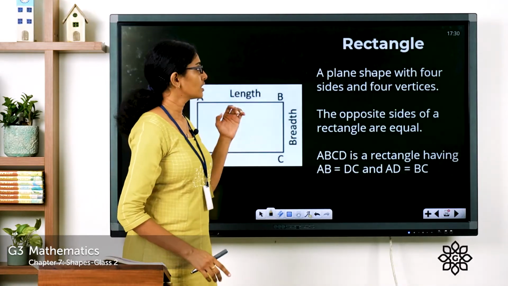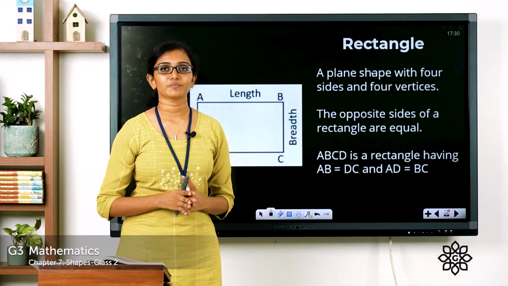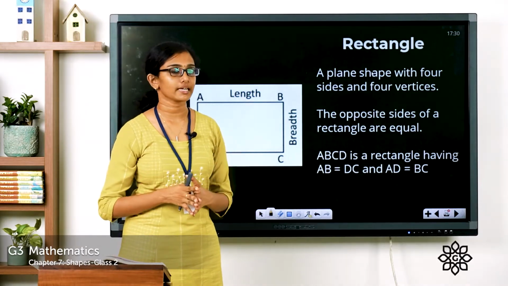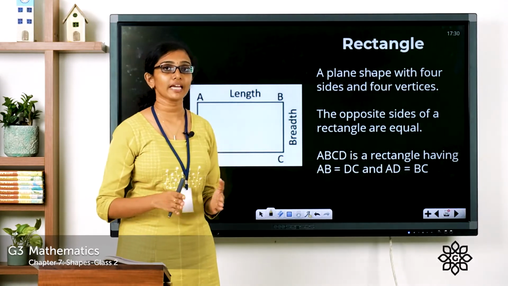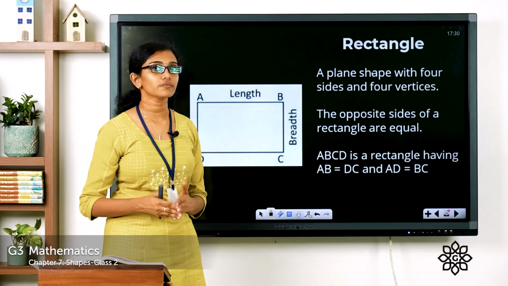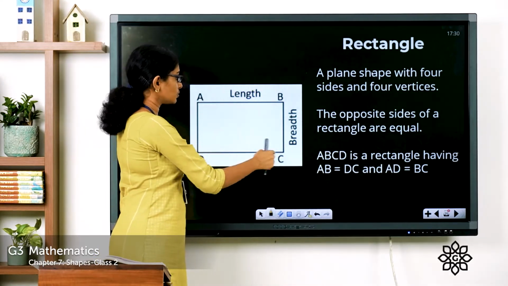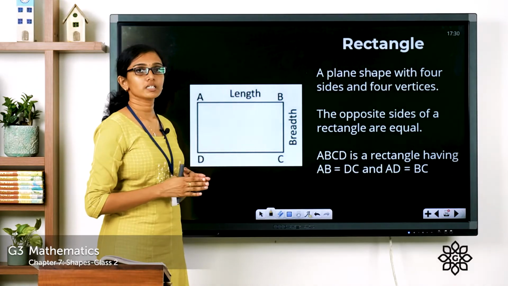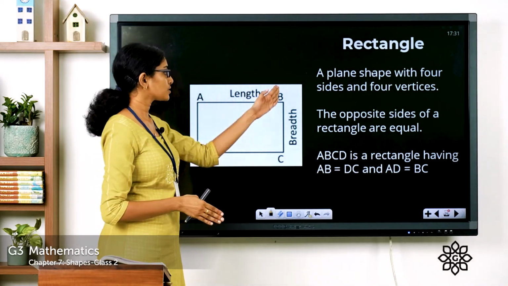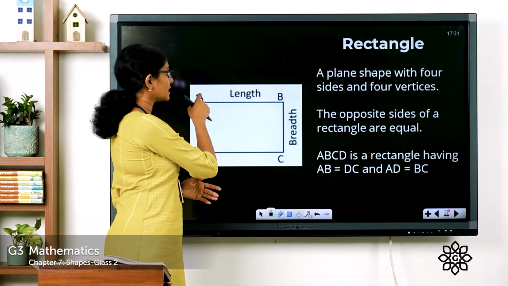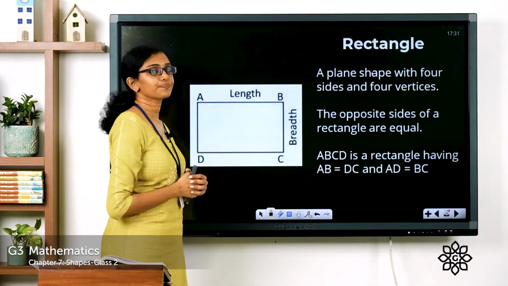Now, let's learn a few plane shapes in detail. The rectangle. So all of you already know what a rectangle is. A rectangle is a plane shape with 4 sides and 4 vertices. Which are the 4 sides? 1, 2, 3, 4. So it has 2 longer sides which represent the length and 2 shorter sides which represent the breadth. This is rectangle A, B, C, D.